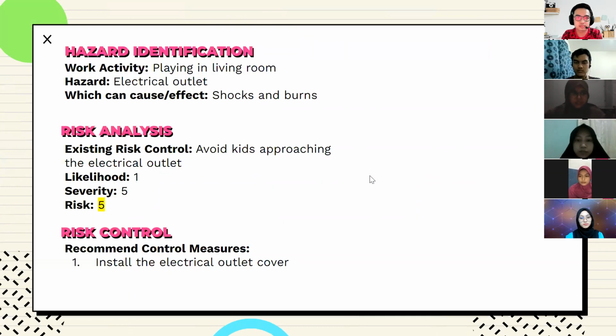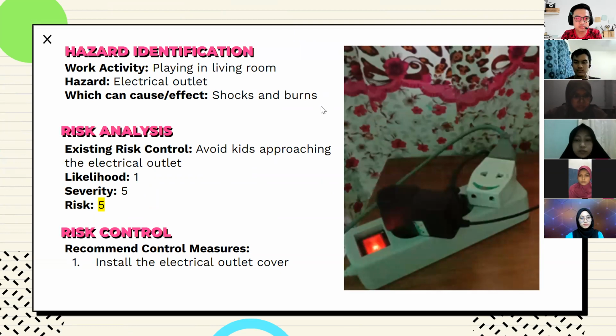Okay, the first one is living room hazards. Hazard identification for the work activity playing in the living room, and the hazard is the electrical outlet, which can cause shocks and burns. For the risk analysis, the existing risk control is to keep kids from approaching the electrical outlet. The likelihood is 1, the severity 5, so the risk is 5, which is low. The recommended control measure is to install an electrical outlet cover.